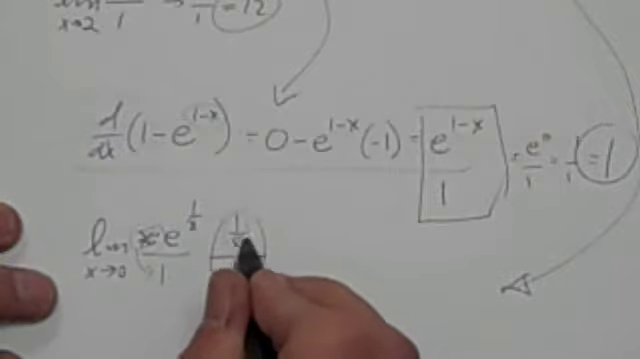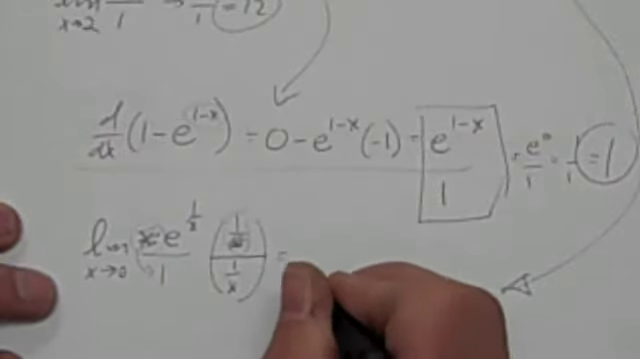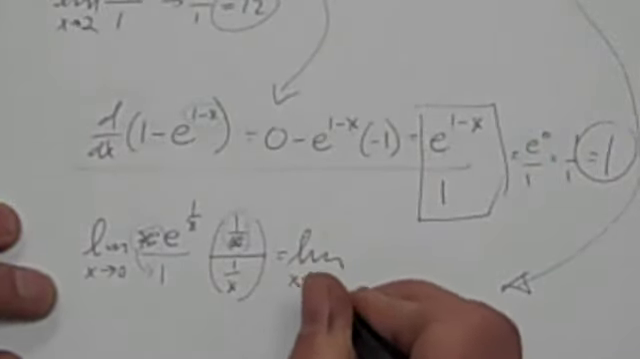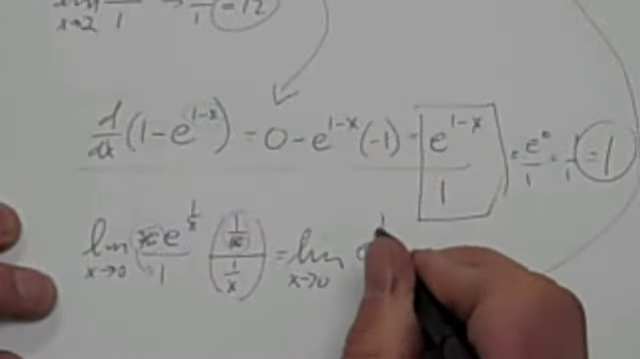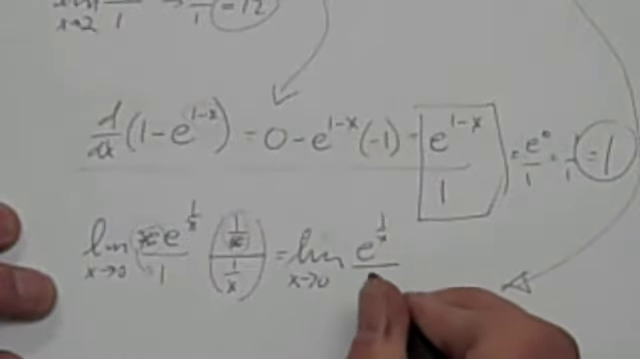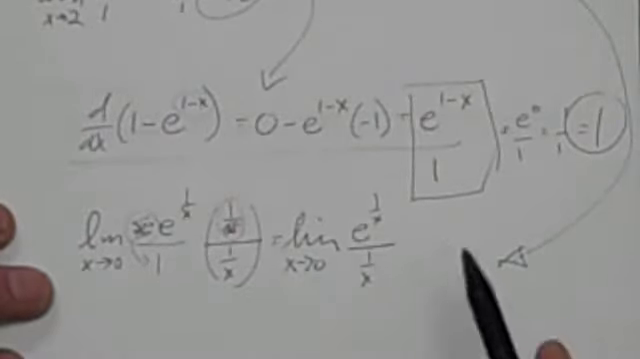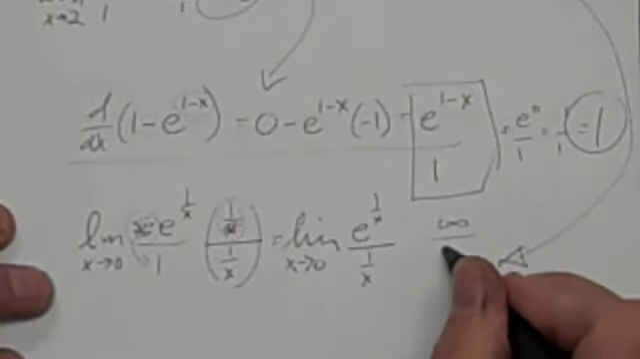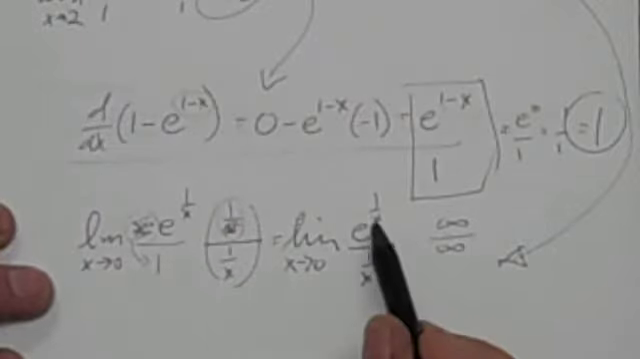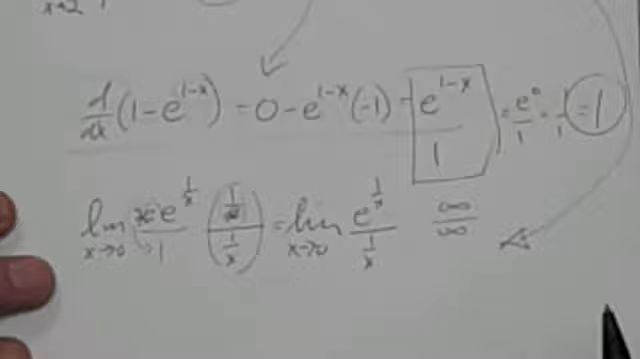So they're gone. And then this becomes the limit as x approaches 0 of e to the 1 over x over 1 over x. Well, when I plug in 0, these are both going to infinity. So it's an infinity over infinity style. When I take the derivative of the top and the bottom, I should be able to make sense of it.